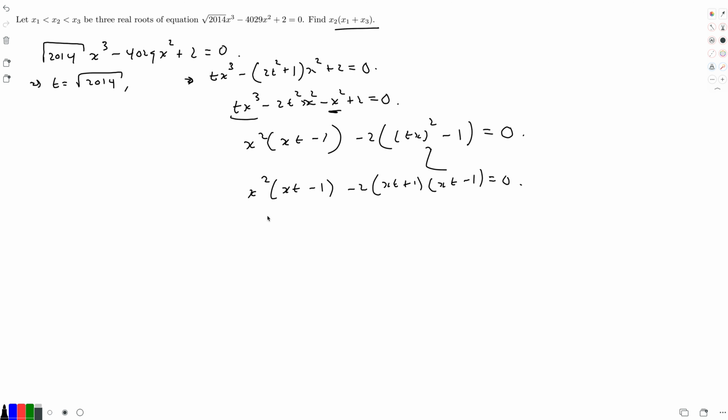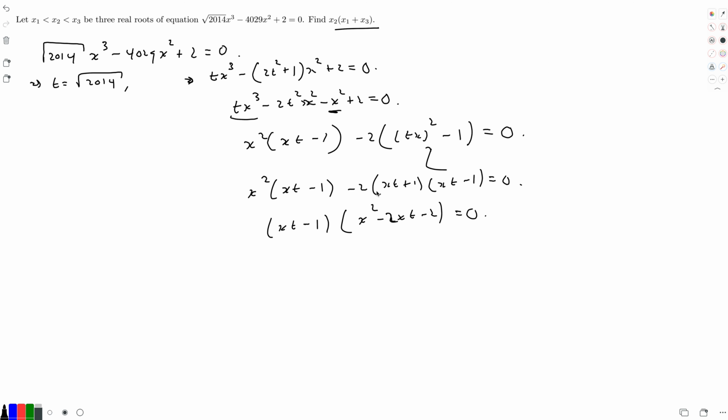We can factor out an (xt minus 1) now. So (xt minus 1) times (x squared minus 2 times (xt plus 1)), or in other words, x squared minus 2xt minus 2, is equal to 0. So one obvious root will be 1 over t, which is 1 over root 2014. And then the other roots will be given by this quadratic.